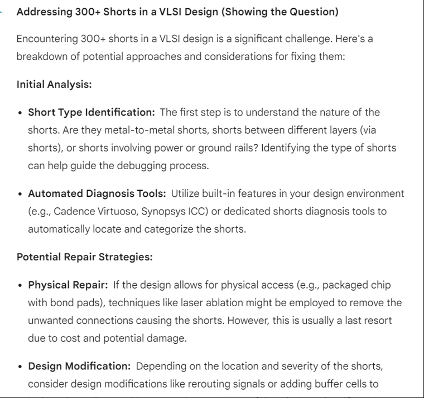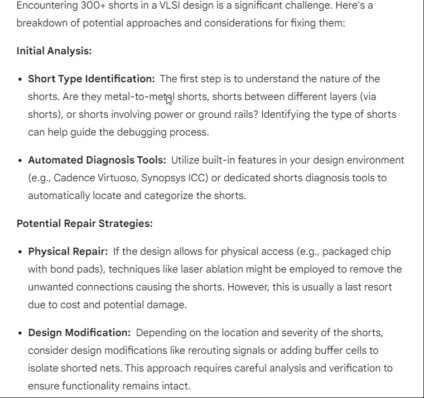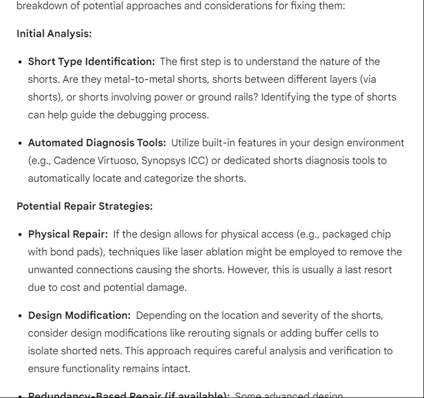Addressing 300+ shorts in a VLSI design, showing the question. Encountering 300+ shorts in a VLSI design is a significant challenge. Here's a breakdown of potential approaches and considerations for fixing them. Initial analysis. Short type identification.